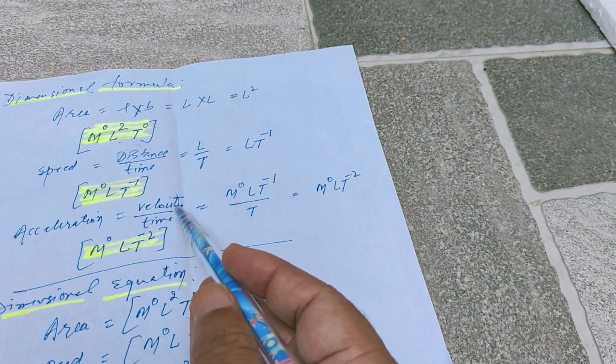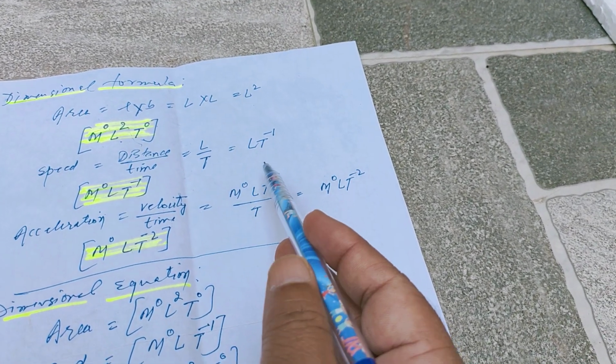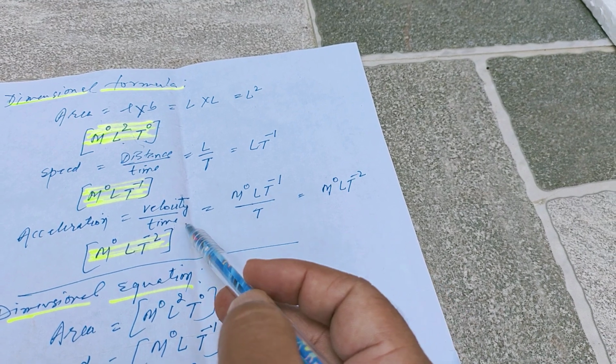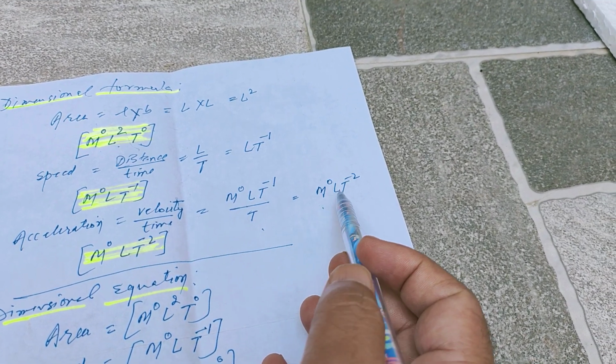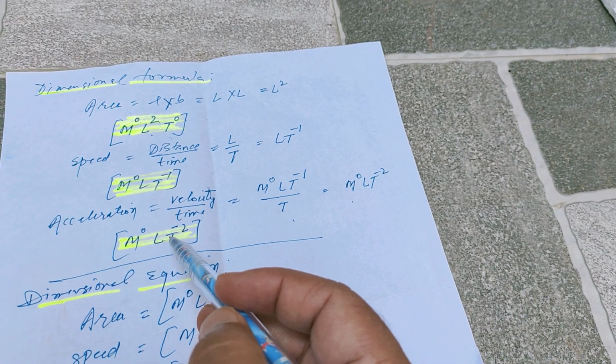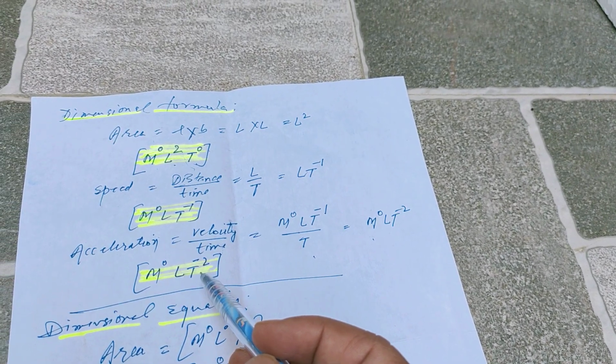Similarly, for acceleration, it is velocity over time. Velocity you have calculated as L T minus 1, over time, that is T. So M0 L T minus 2. So this will become the dimensional formula of acceleration.